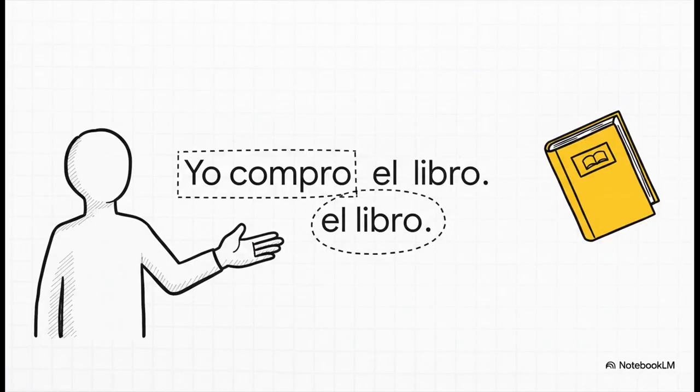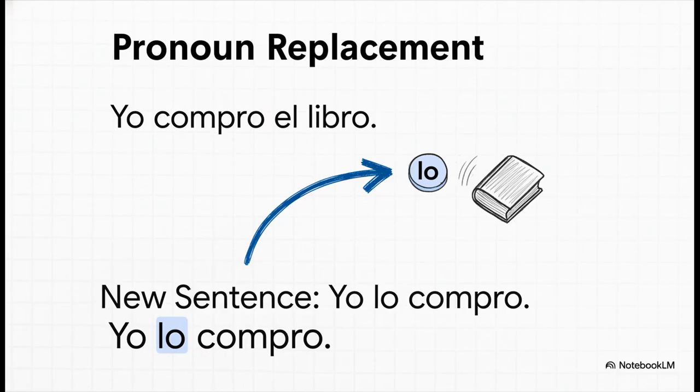So let's kick things off with rule number 1. Here's our sentence, yo compro el libro. I buy the book. Pretty simple. Our direct object is el libro, and our verb, compro, is a regular conjugated verb. And here's the change. We swap el libro for lo, and where does it go? It jumps right in front of the conjugated verb. So it's not yo compro lo, it's yo lo compro. This is the one you're going to see and use most of the time.